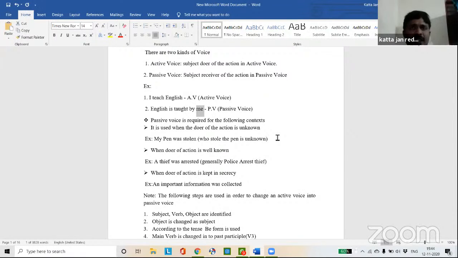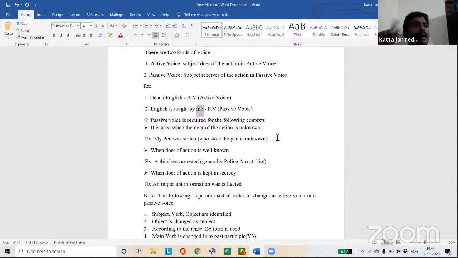Information regarding the crime or the leakage of the paper, right? So we know, but we don't want to reveal. We don't want to let the cat out of the bag, right? So in those situations, we use passive voice. Important information was collected. That's it. By me, by you, by her, by him. No, when we don't want to let the cat out of the bag.